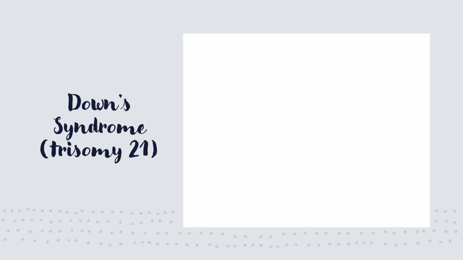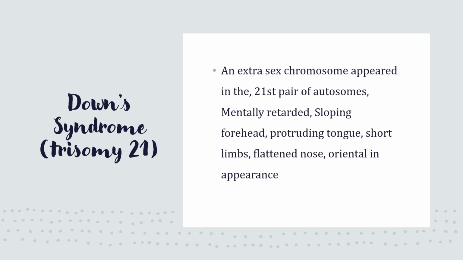The first one is the Down syndrome or trisomy 21. Like what I've mentioned a while ago, we have chromosomes that are called autosomes. Again, autosomes are from chromosome 1 down to 22, and the 23rd would be the sex chromosome, right? So in trisomy 21, it consists of three chromosomes in chromosome or autosome 21. So that's why it's called Down syndrome. In Down syndrome, an extra sex chromosome appeared in the 21st pair of autosomes. So usually they're mentally retarded, with sloping forehead, protruding tongue, short limbs, flattened nose, and oriental in appearance.